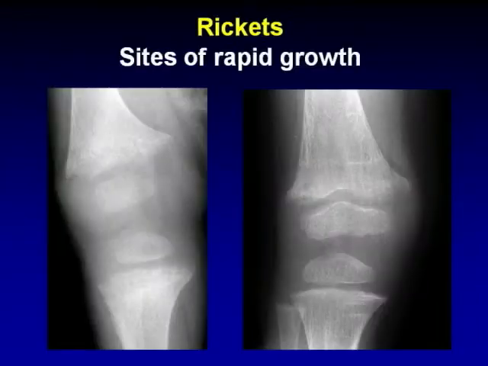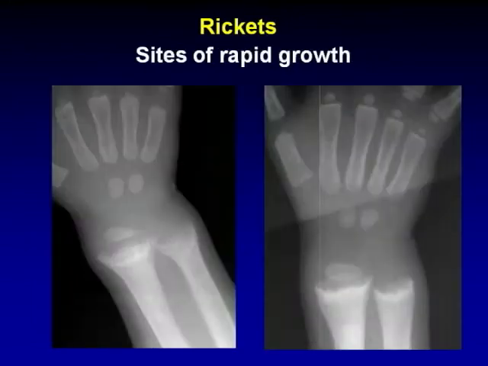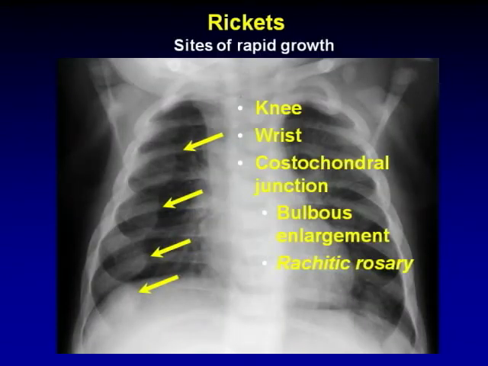Where does it occur exactly in the skeleton? Well, rickets tends to occur at sites of rapid growth, so most commonly the knee, as we see here in 2 patients, the wrist, as we see here in 2 patients, and besides the knee and the wrist, the costochondral junction. We should be looking for bulbous enlargement, the so-called rachitic rosary, characteristic of rickets.